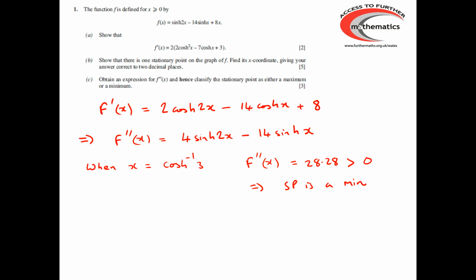And then for part C, we needed to differentiate and obtain the second derivative, insert the value of x for the stationary point, and show that that came out to be a positive value, and deduce that it was a minimum, and that gave us the 3 marks there.